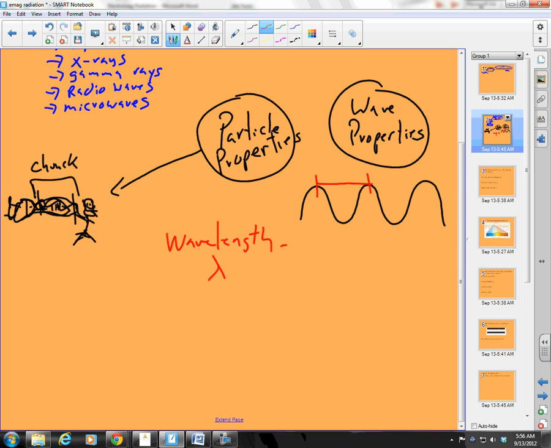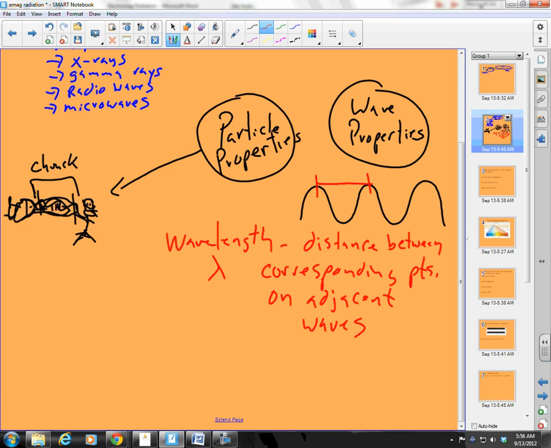A wavelength is the distance between corresponding points on adjacent waves. Now, does this say here that it is the peak to peak distance? No. Does it say it's the trough to trough distance? No. Does it say it is any two points on a wave? No. What does it say? It says that it is the distance between corresponding points on adjacent waves. That is the right definition.